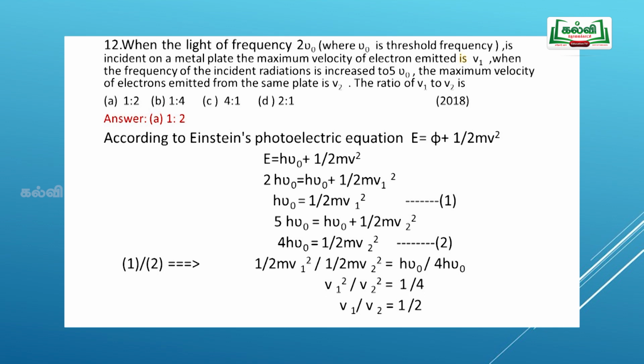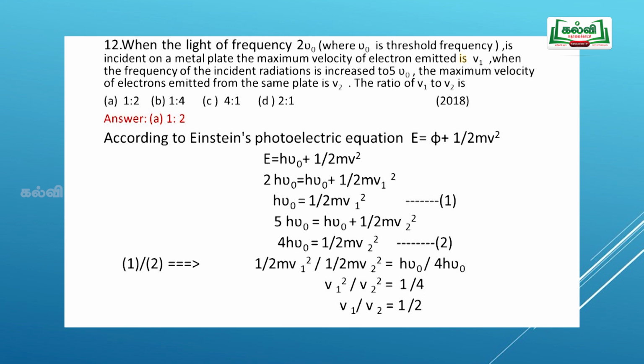Here, when the light of frequency 2 nu naught is incident, the energy E is equal to h nu, where the h nu value is given as 2 h nu naught. Instead of nu, we should substitute 2 nu naught, and that is changed to 5 nu naught in the second case. So these are the two data given. So write the equation. So the velocity becomes V1 and V2. So we can write, as we know, Einstein's photoelectric equation, E equals phi naught plus half mv square.